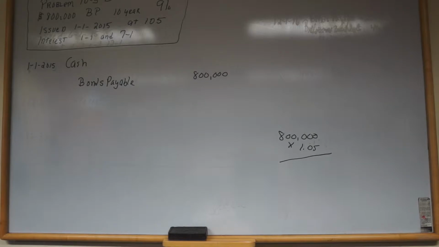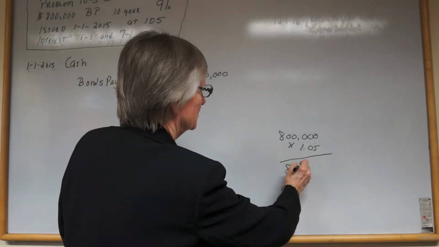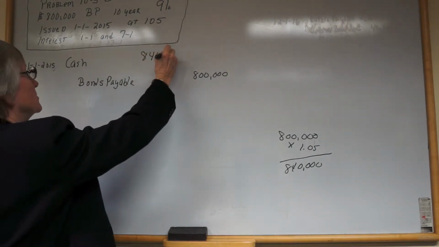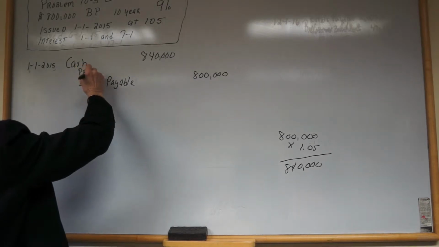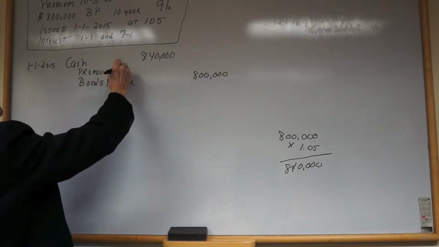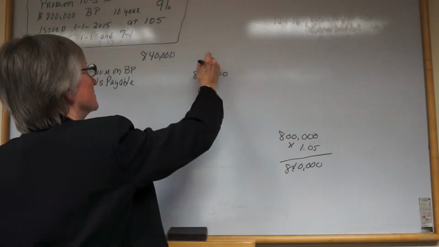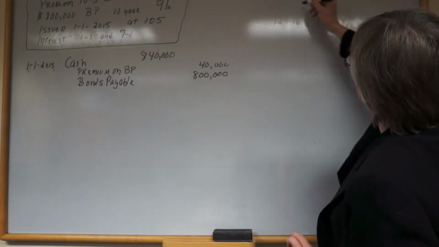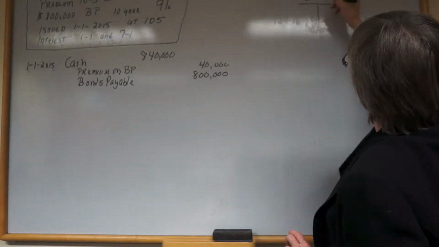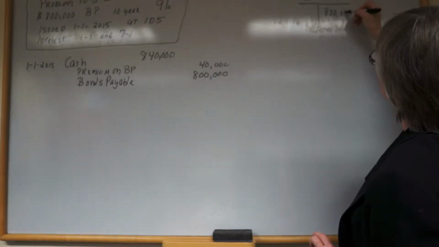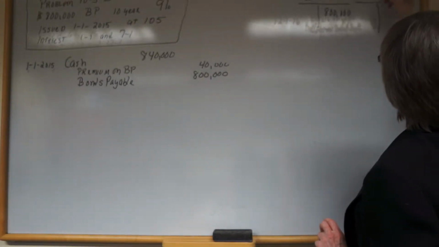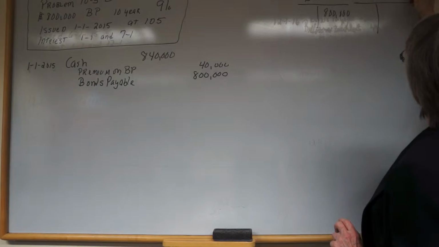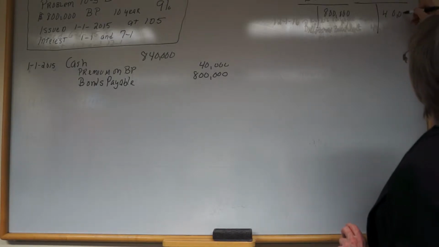So that means that when we issue these bonds, we actually get $840,000. So we get 840, which means that these bonds were issued at a premium. So premium on bonds payable starts out at $40,000. So let's just throw up some T accounts for these. We have our bonds payable for $800,000, and we have the account that goes with it, the premium on bonds payable, and that starts out at $40,000.